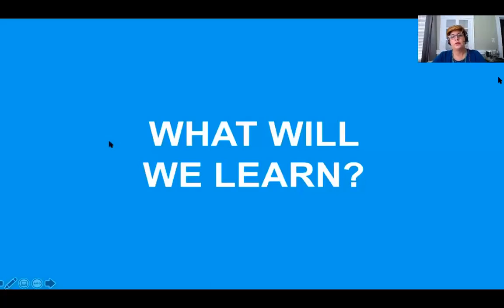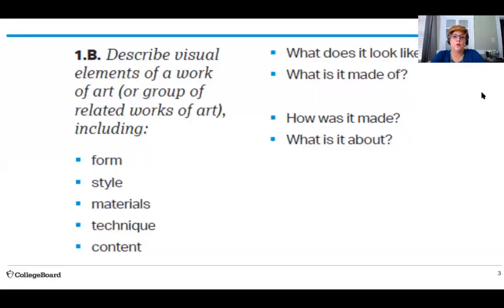So what are we going to learn today? Well, we're going to start with skill 1.B with this topic. And we're also going to be looking at anthropomorphic stelae. So what do we need to do in 1.B? Well, we've got to describe visual elements of a work of art.